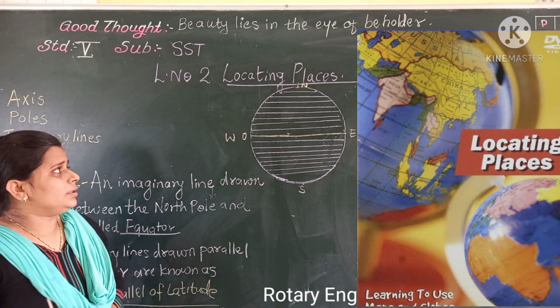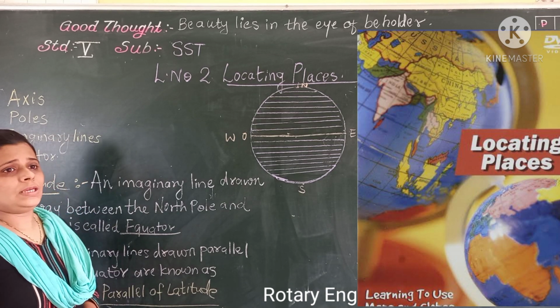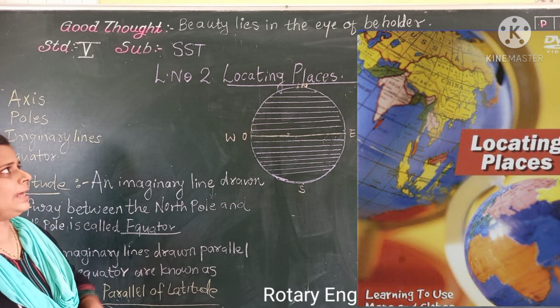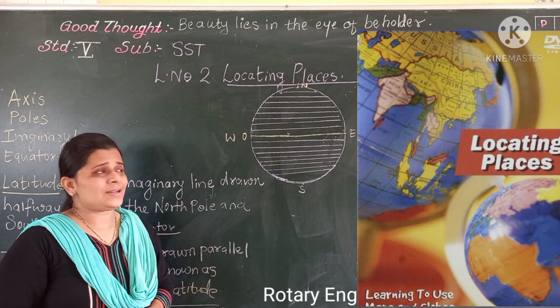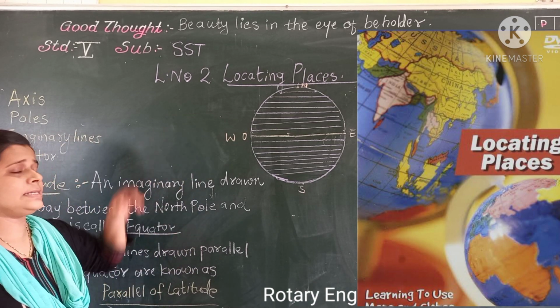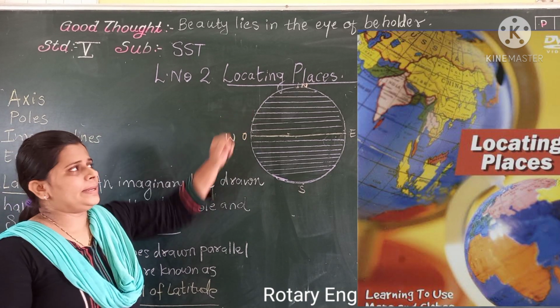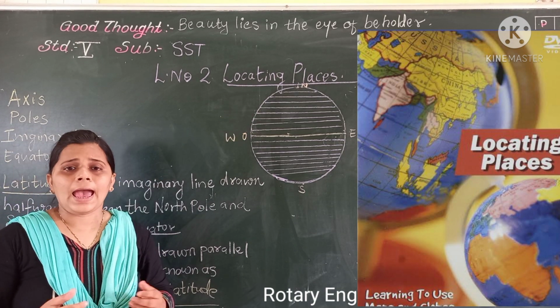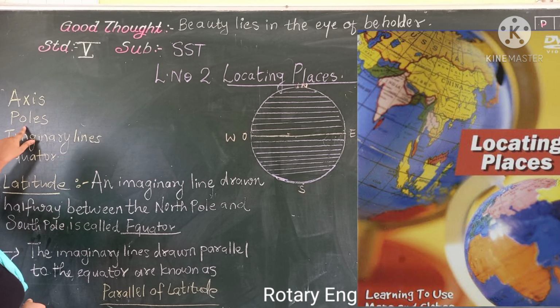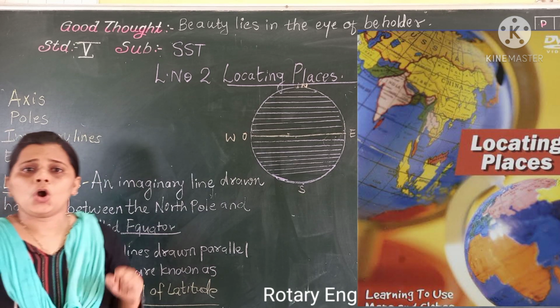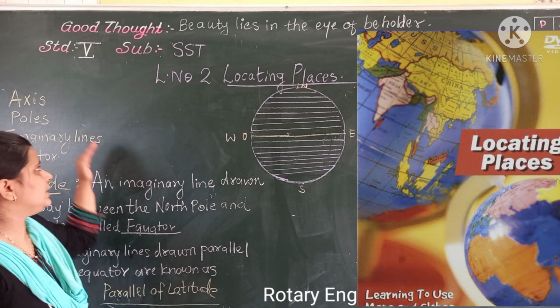Students, last video we talked about lesson number 2, locating places. We started the chapter, and in that we discussed the axis, poles, imaginary line, and equator. Hope you all have understood about the axis.